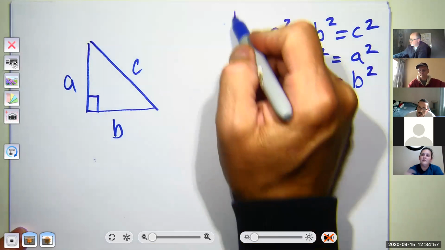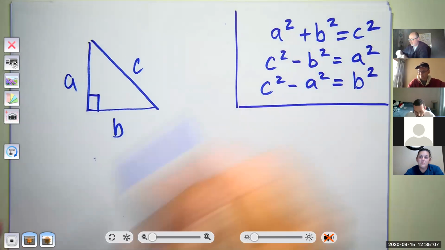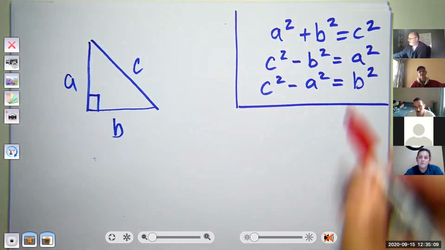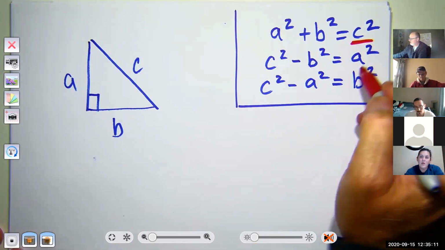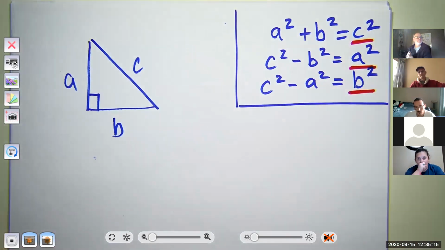These formulas right here, you need. I'm just rewriting the formula so I can solve for these individual ones. So if I needed C, this is how I do it. If I needed A, this is how I do it. If I needed B, this is how I do it. I'll give you a second to write those formulas down so you have them.